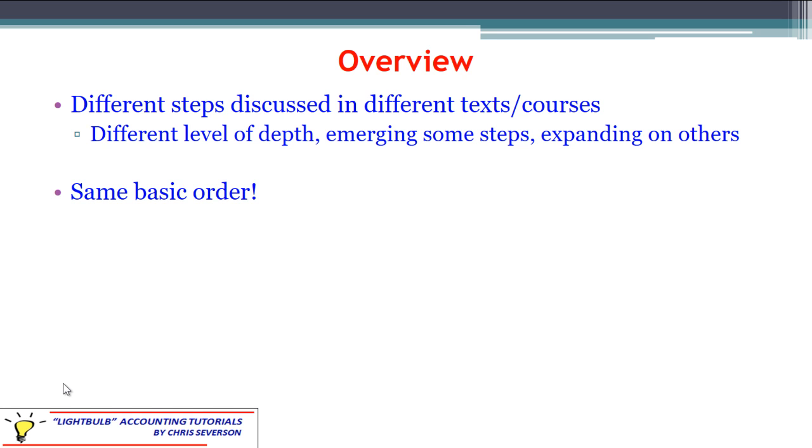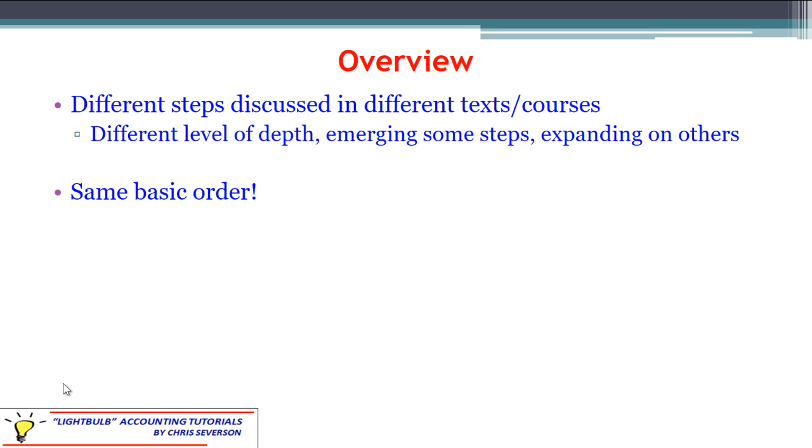So we're going to see the same basic order. For most courses, it's not important that you remember and memorize what is step 4. Nobody's going to really ask you what is step 4 of the accounting cycle. What you want to know is if you see all these steps, what is the proper order? So just basically, kind of logically, what would you do first, then second, then next after that?